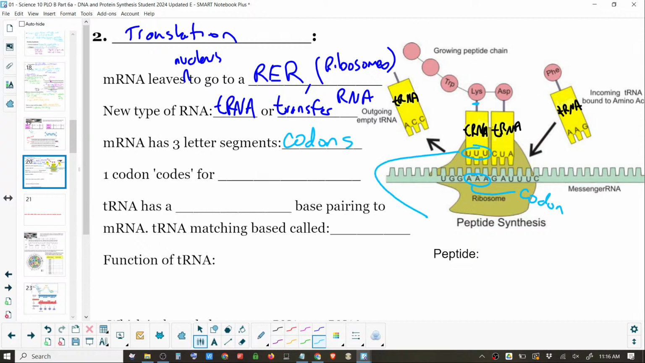You may have a guess what we would call that. You have a codon and you have a, oh, I like that. It's close, you just reversed the wrong one. You have a codon and an anticodon.